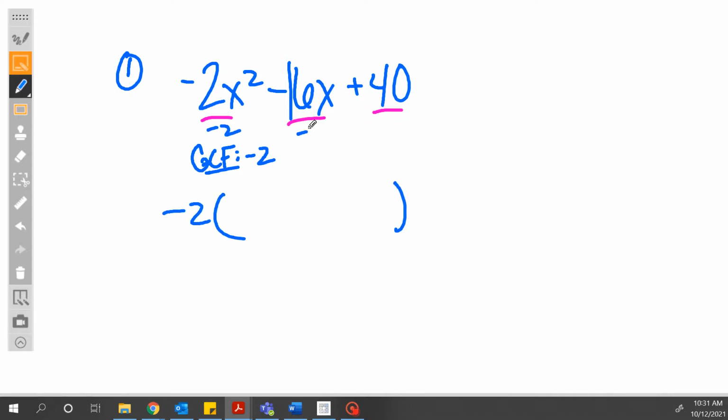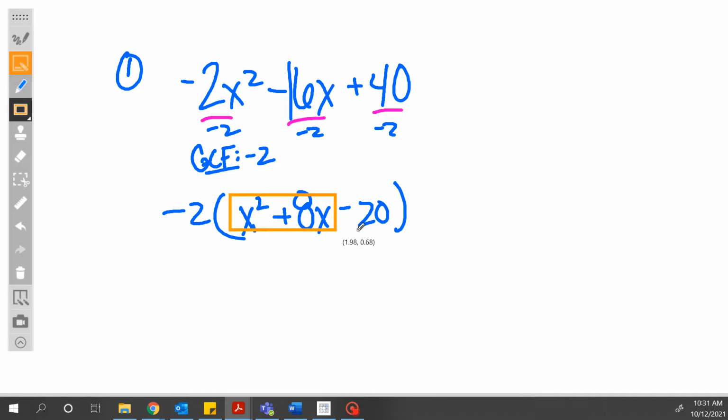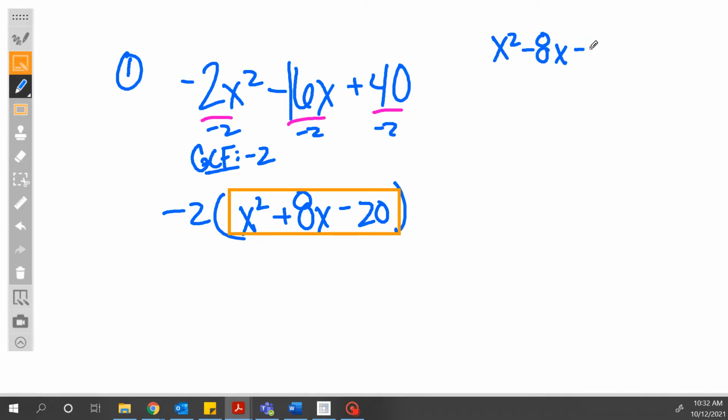So negative 2, negative 2, negative 2 is going to come out. So that's going to leave us with x squared, negative over negative, plus 8x, and then minus 20. So at this point, what we want to factor is x squared plus 8x minus 20. So I'm going to go over here and work on factoring that.